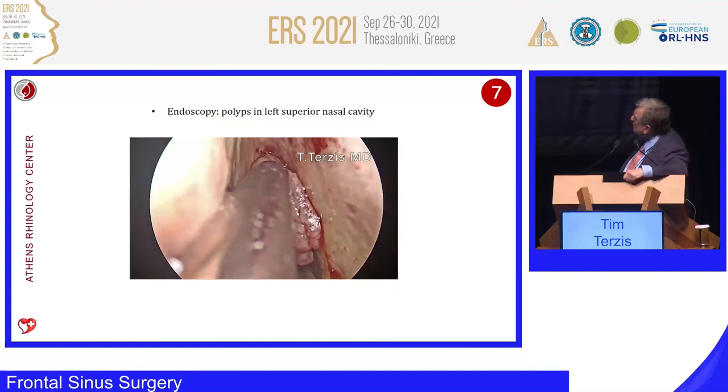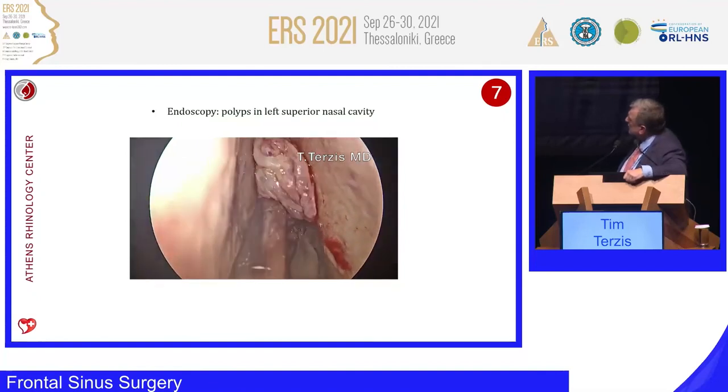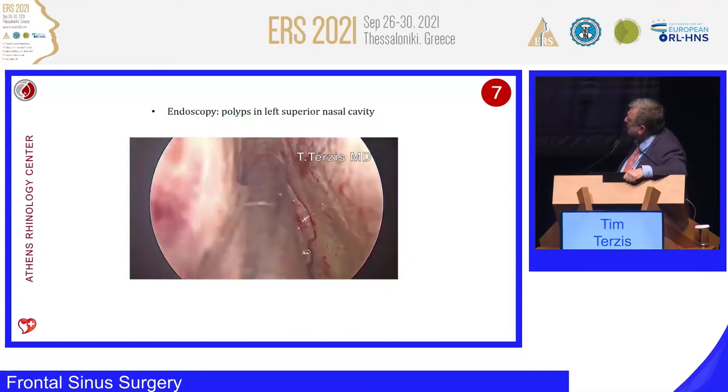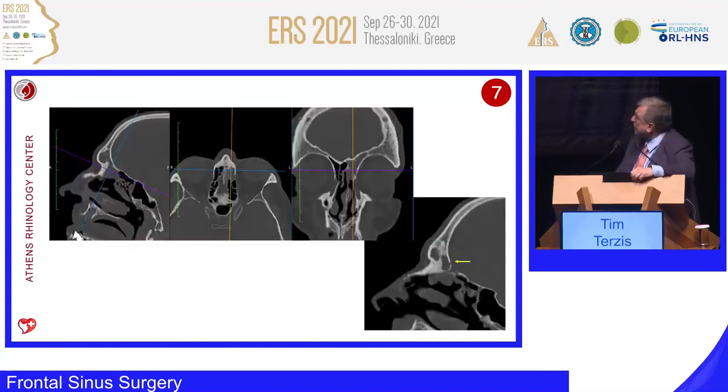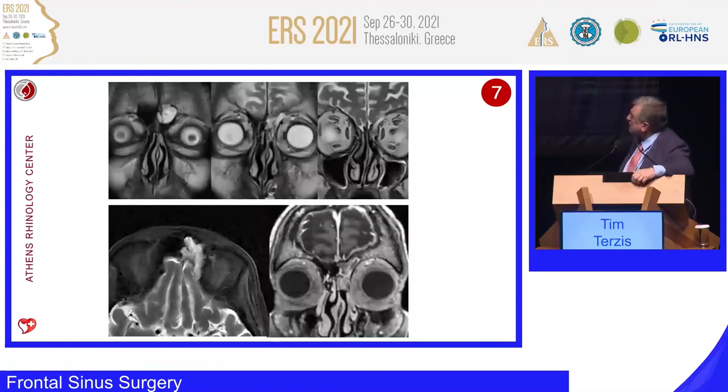So this is the endoscopy, and you see this polypoid mass in the olfactory cleft, just in front of the middle turbinate. This is the CT scan: left frontal sinus obstructed with some signs of erosion, maybe in the posterior wall here. Frontal recess obstructed, sinus obstructed. That's the MRI. Polypoid masses, obstructed sinus.